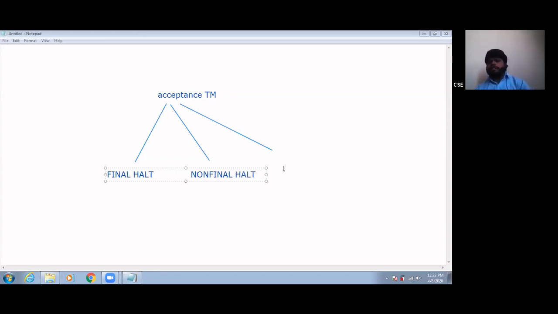And the third one, these are very important for competitive examinations also. After reading your input string, you may go into an infinite loop. It is not halting, it is going into an infinite loop. So these are the three things after reading the entire input string.